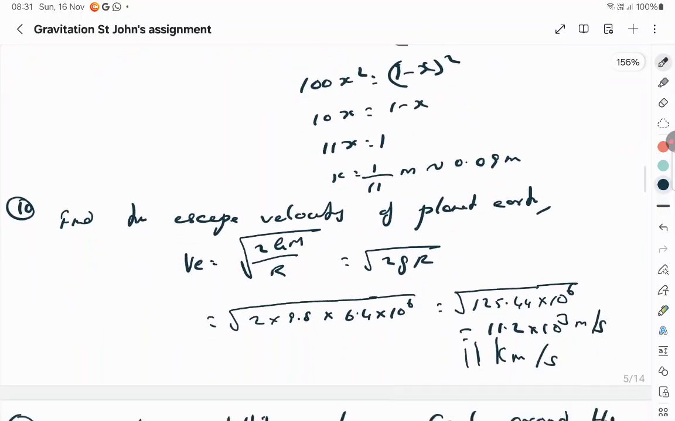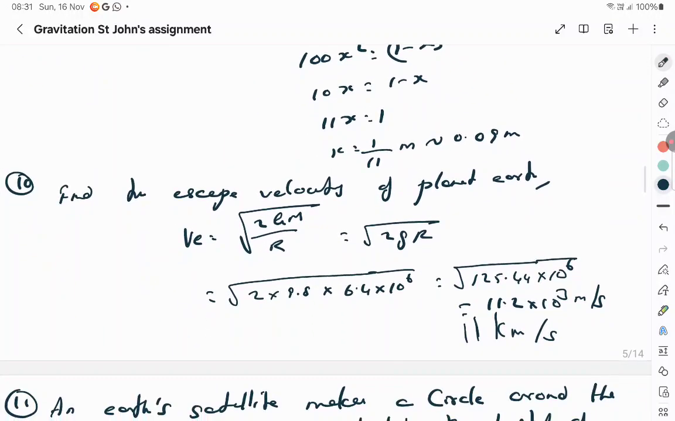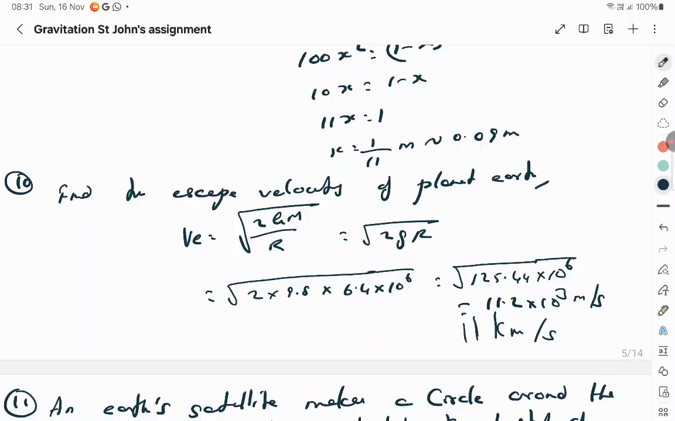Find the escape velocity of the planet Earth. You know the derivation, and just plug in the values. I know it is 11.2 kilometers per second.